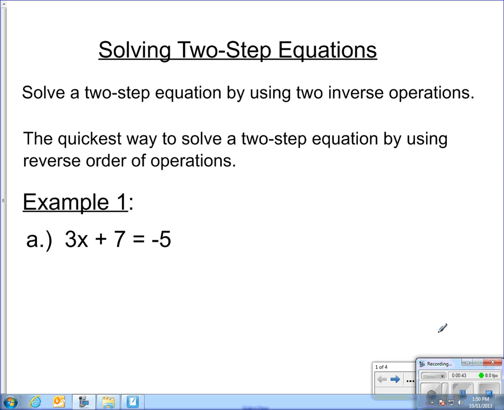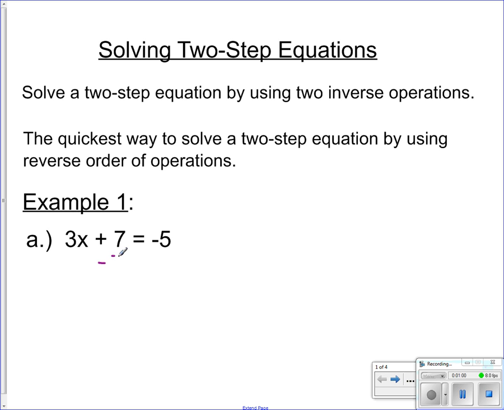Okay, so now let's go with our first example, which is 3x plus 7 equals negative 5. Since I'm going to use reverse order of operations, I'm going to get rid of my addition first. So I have my plus 7 right here. The inverse of adding 7 is to subtract 7. So I'm going to subtract 7 from this side, and I'm going to subtract 7 from this side.